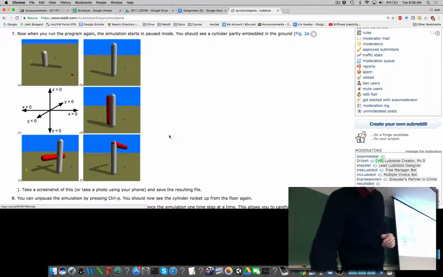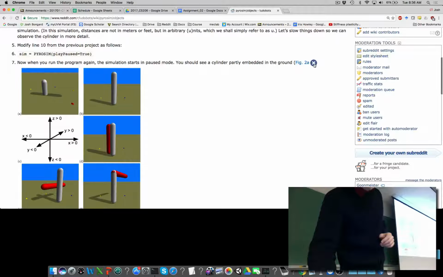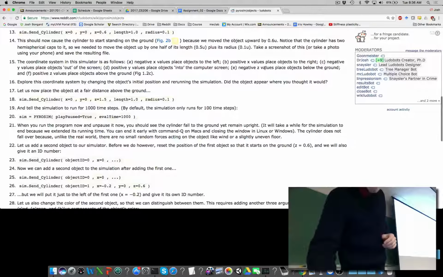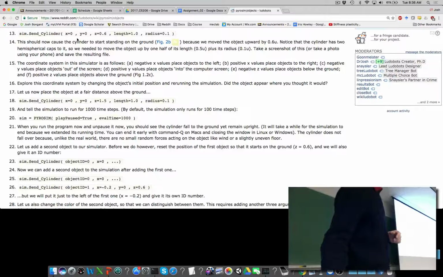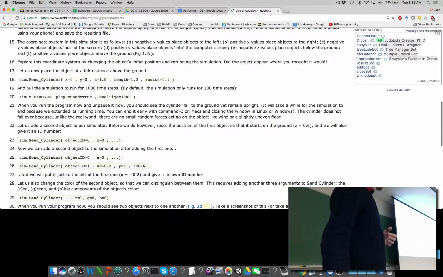Okay, so obviously at the beginning of this assignment, when you create an object, like in step 13 here at the top, we need to give our object a position. So where's the center of that object? And we need to tell PyroSim something about the geometry of this object. So if we're creating a cylinder, we need a length and a radius.